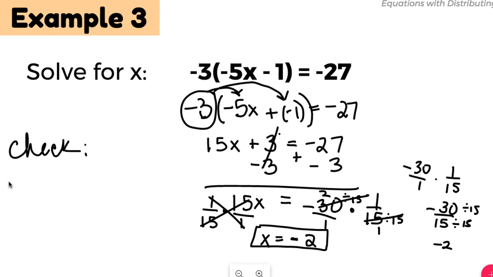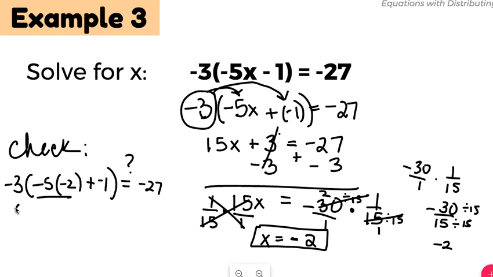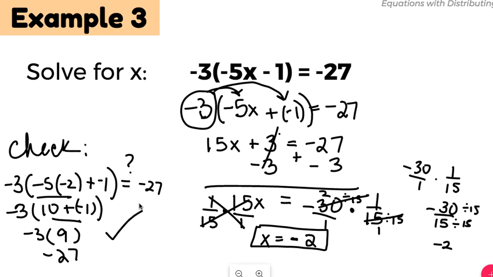Check our answer. I'm actually going to do the additive inverse right there. So simplify inside our parentheses first. I get 10 plus negative 1. 10 plus negative 1 is 9. Negative 3 times 9 is negative 27, and that checks out.